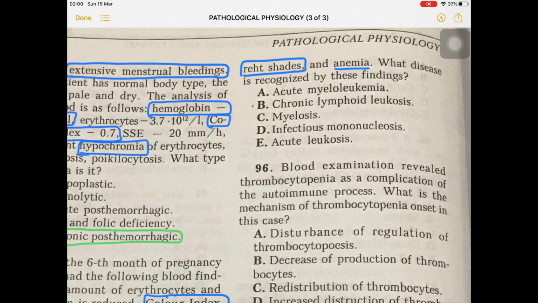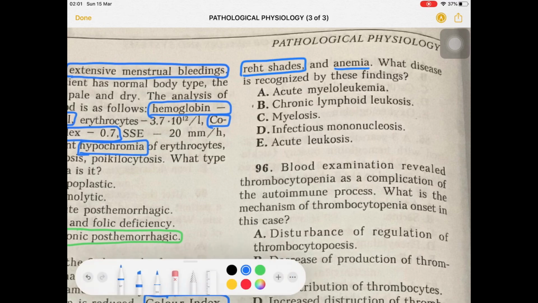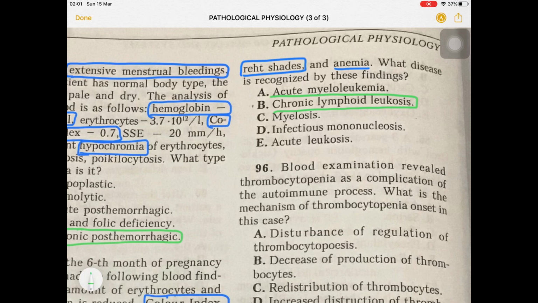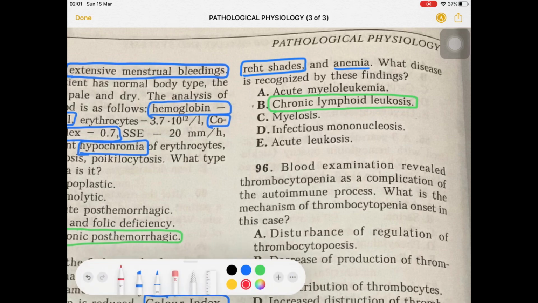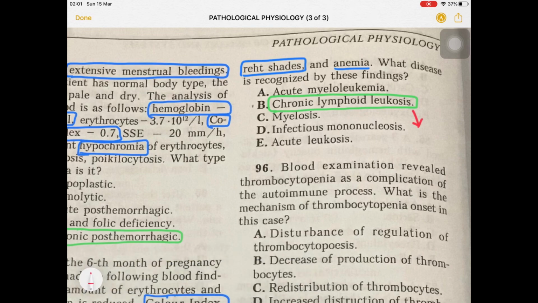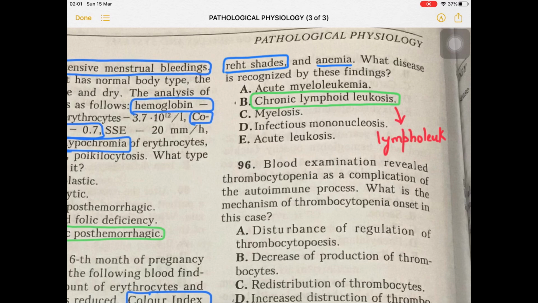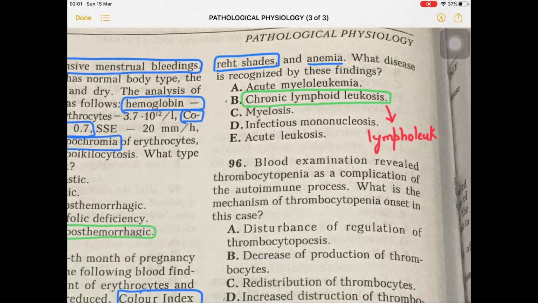We know Botkin-Gumprecht cells are seen in chronic lympholeucosis, also called chronic lymphoid leukosis. So that will be the answer in this case, right? It can come as chronic lymphoid leukosis, or as chronic lympholeucosis as well.